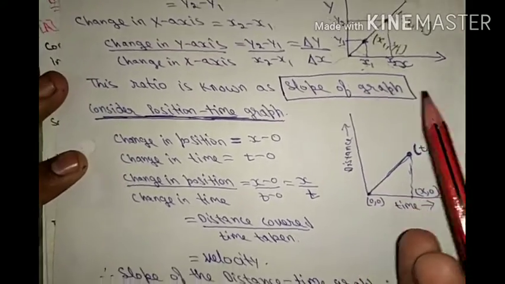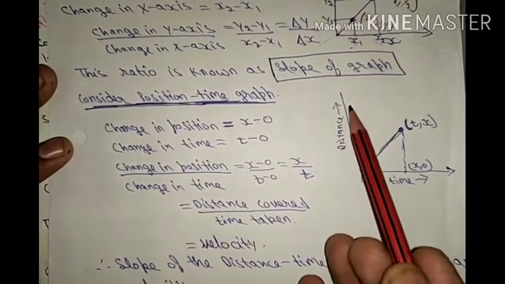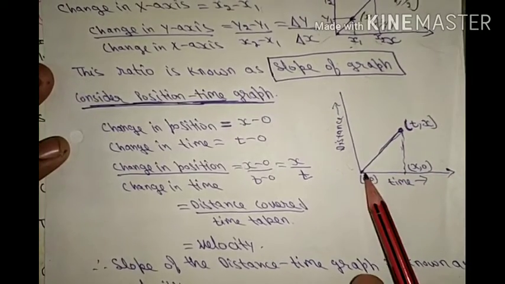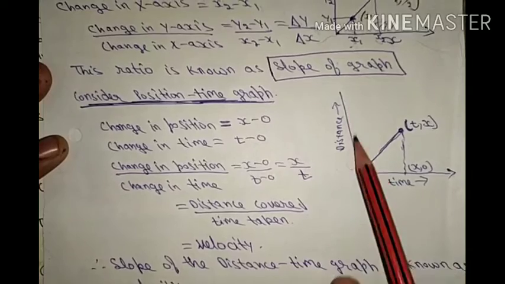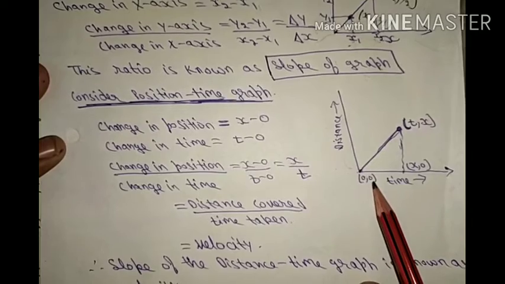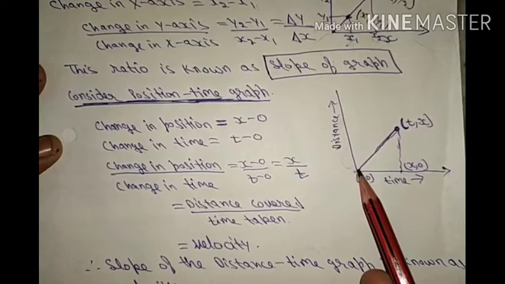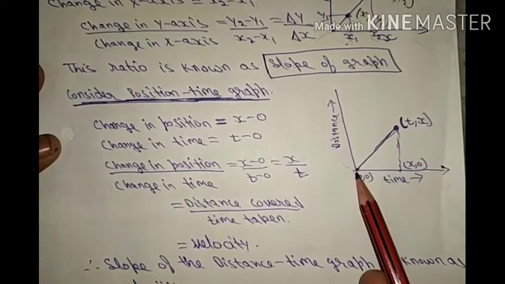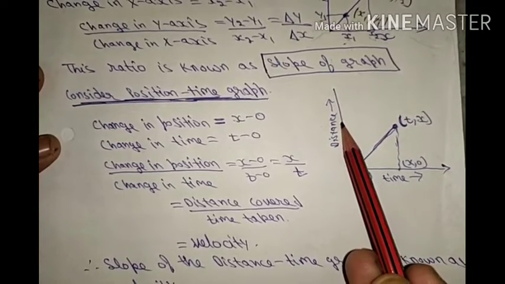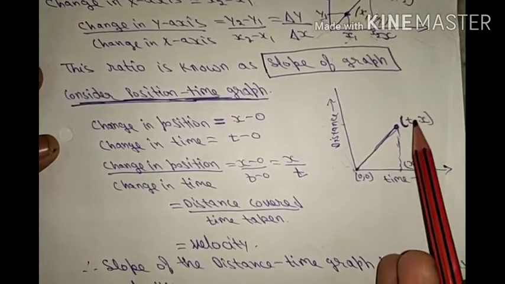So to understand this concept, consider a position time graph. So it is our position and it's our time. We have taken time on the x-axis and position on the y-axis. Let us suppose that at time t0, the particle is at origin. So the point is 0, 0. Value of time is also 0 and value of position is also 0. And after some time t, the particle moves some distance x. So now the position of the particle becomes x and time becomes t. So the final time is t and final position is x.